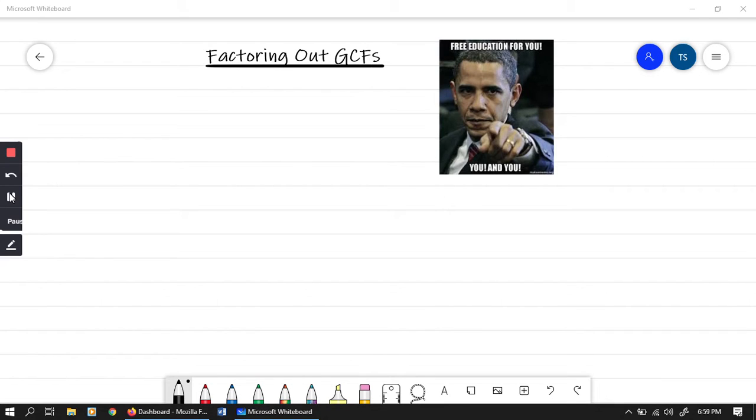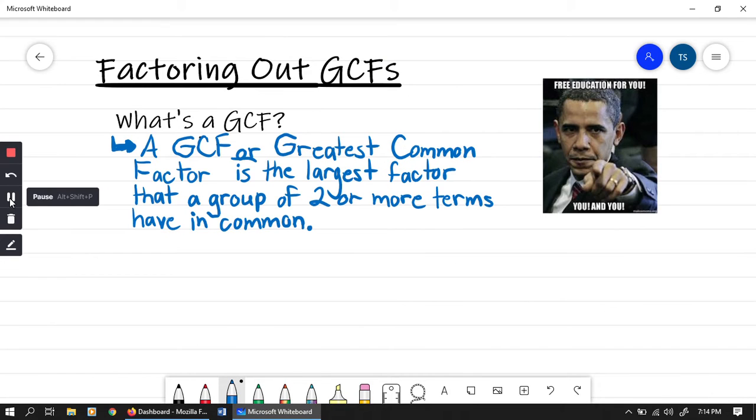Hopefully everyone here remembers exactly what a GCF is. A GCF, in other words the greatest common factor, is the largest factor that a group of two or more terms have in common. I'll show you real quick what that looks like, with finding the common factors and, of course, the greatest common factor for a group of two or more terms.